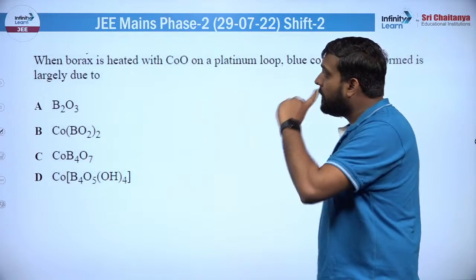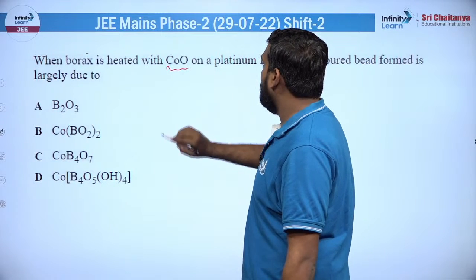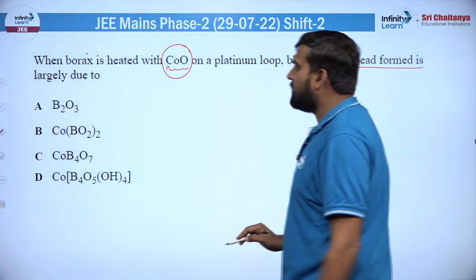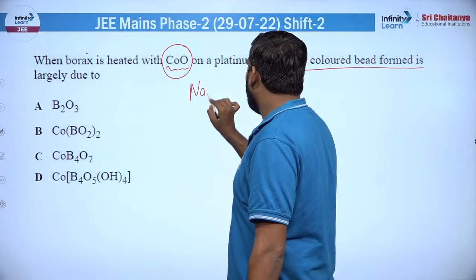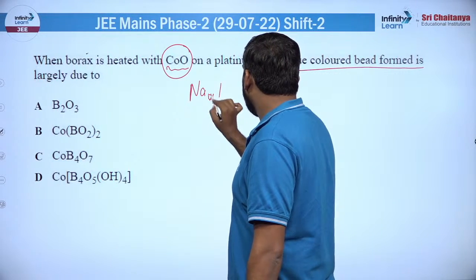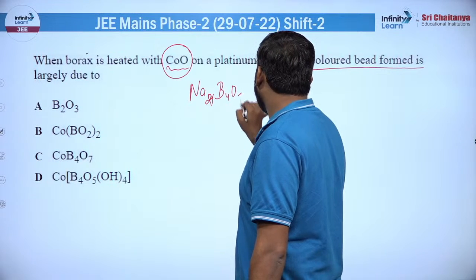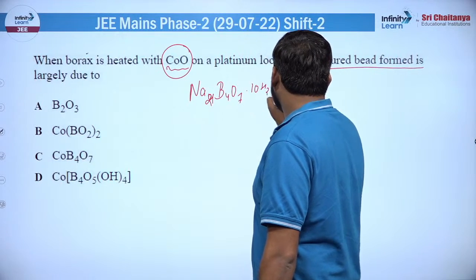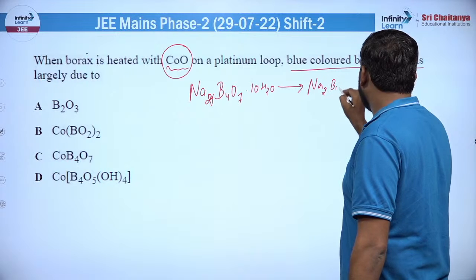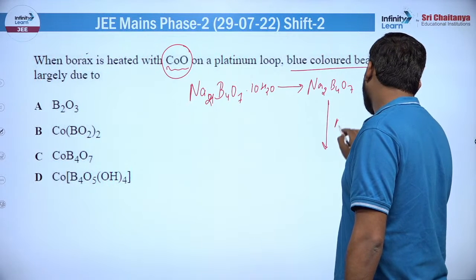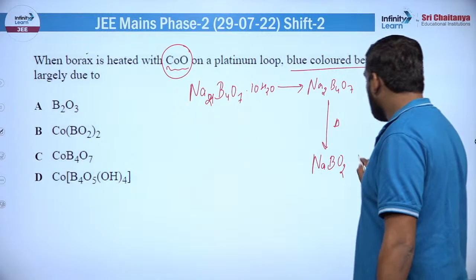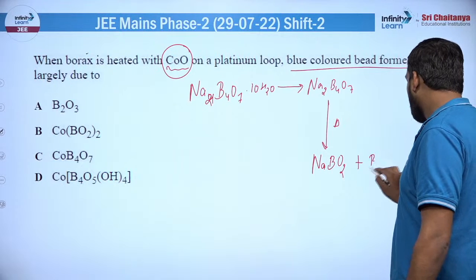Going to the next question, when borax is heated with cobalt oxide on a platinum loop, blue colored beads are formed. So basically, when you heat the borax, Na2B4O7, in the first step it loses the water of crystallization and creates the species Na2B4O7. And then again when you heat it, it creates sodium metaborate. So this compound NaBO2 is called sodium metaborate, along with the release of B2O3.